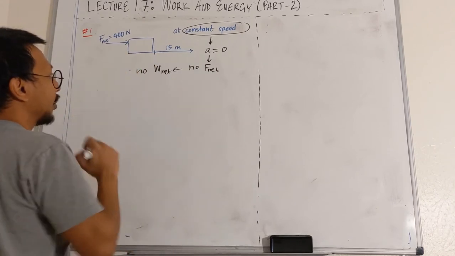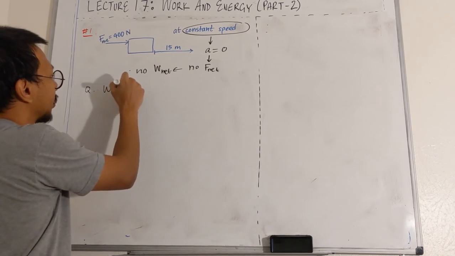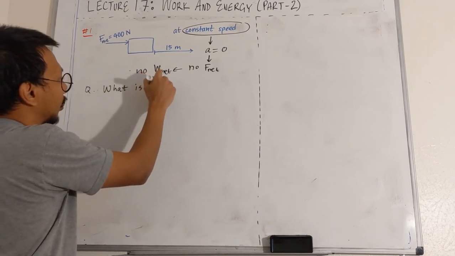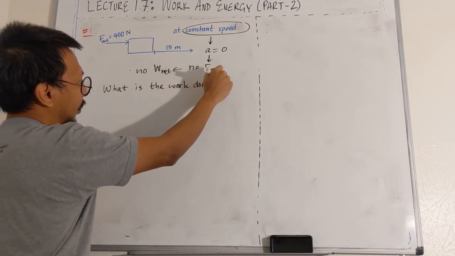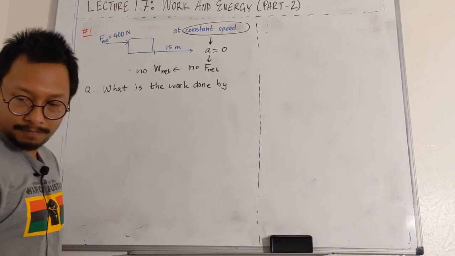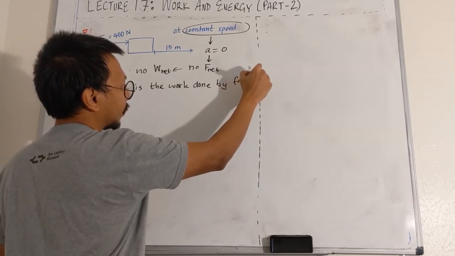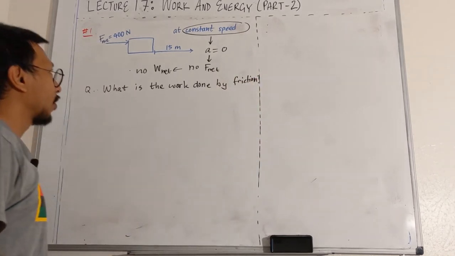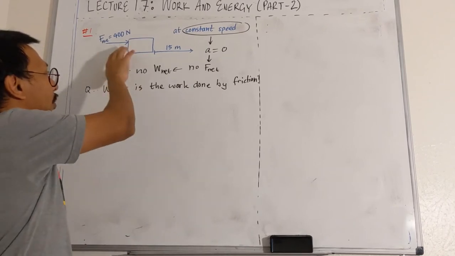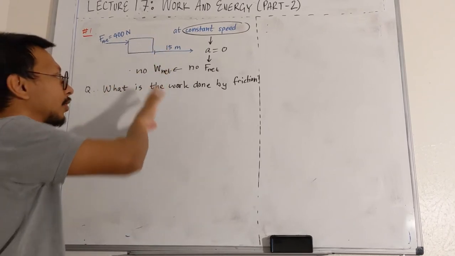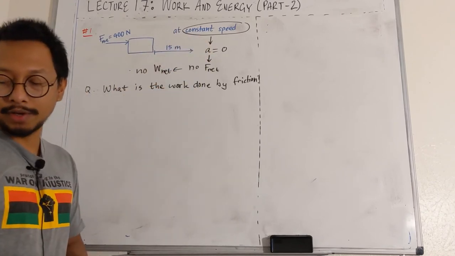What is our question here? The question asks, what is the work done by friction? Alright, so in trying to move this block, what is the work that friction does on it when I try to move it a distance of 15 meters to the right?